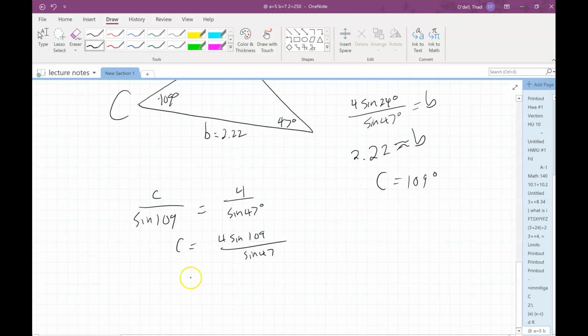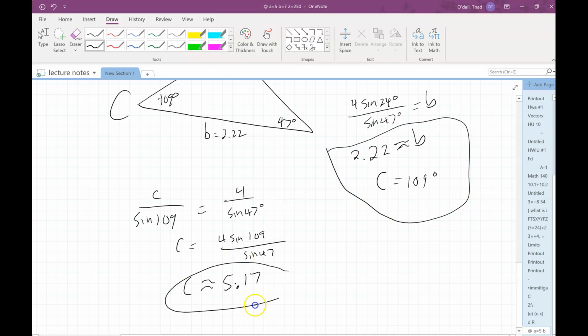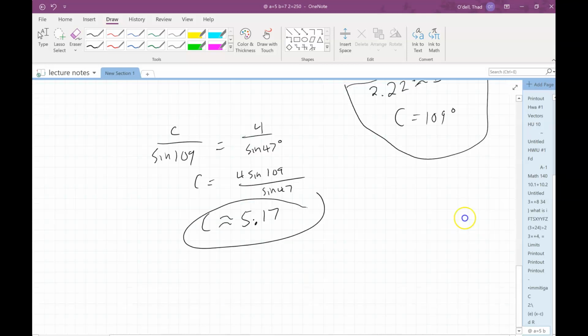And I come up with c is approximately equal to 5.17. And then we've solved our triangle, found the 3 missing pieces. We found side B, angle C, and side C. Okay, I'm going to do one more example.